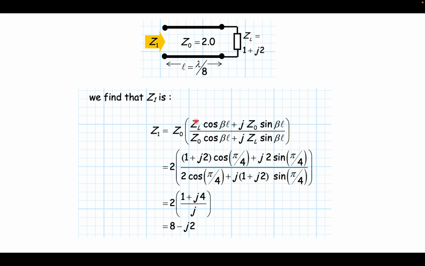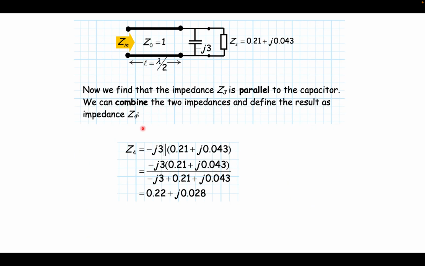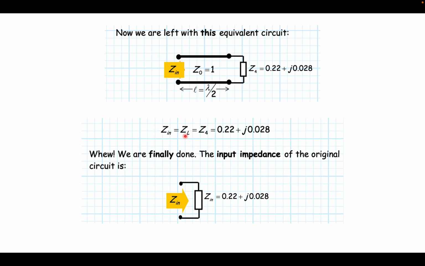So now you have two formulas. If your length is equal to lambda by 4, then the input impedance is given by Z0 square upon ZL. But if it has a length of just lambda by 2, then your input impedance is just equal to the load impedance, right? So here my input impedance is equal to the load impedance, and this is nothing but 0.22 plus j times 0.028. So my input impedance is nothing but 0.22 plus 0.028 times j.